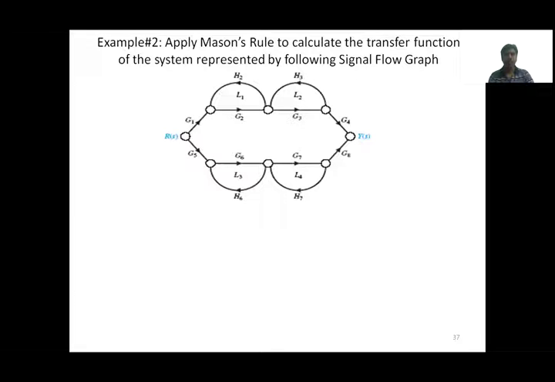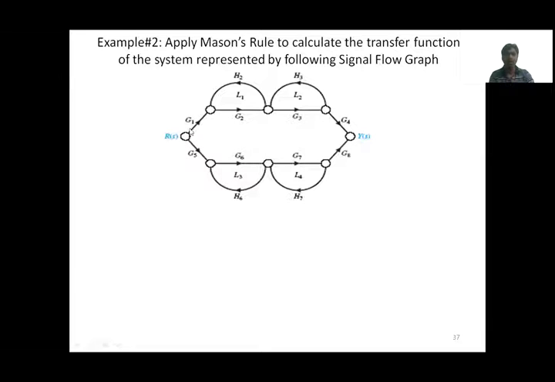Now let us start by finding the forward paths. See the diagram and try to identify the forward paths. How many forward paths are there? Just recall what is meant by forward path. Forward path is a path starting from input and ending at output node. So from input to output, see this is the input node, and if you start from here, how to reach Y(s), this is one way and this is second way. So definitely we have minimum two forward paths.